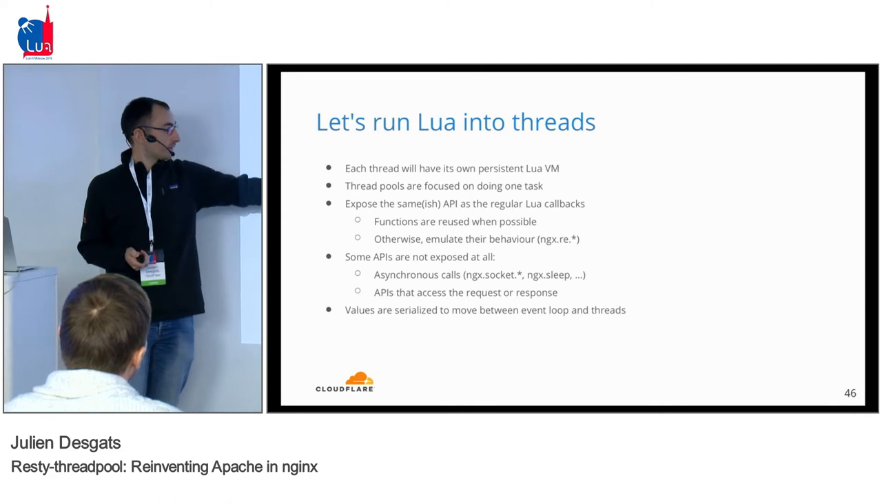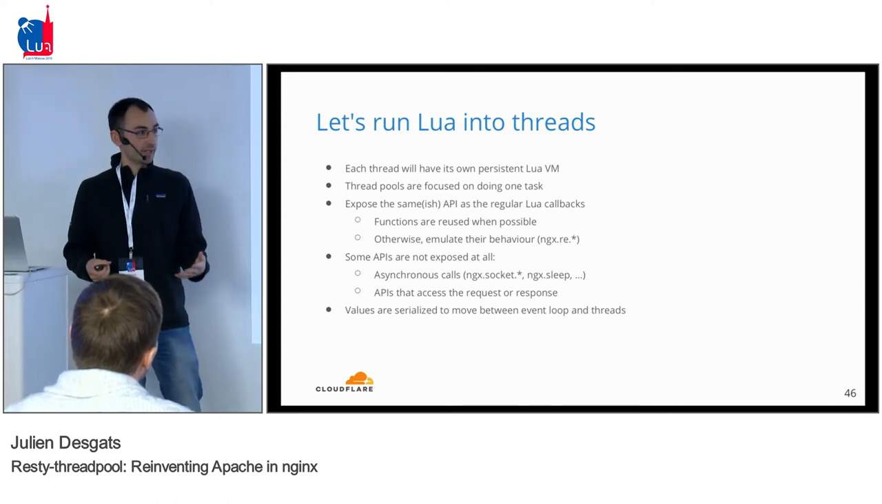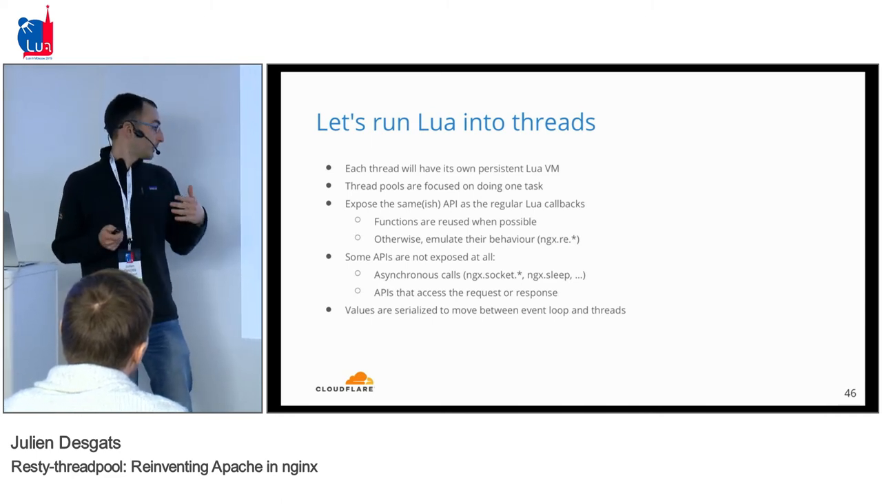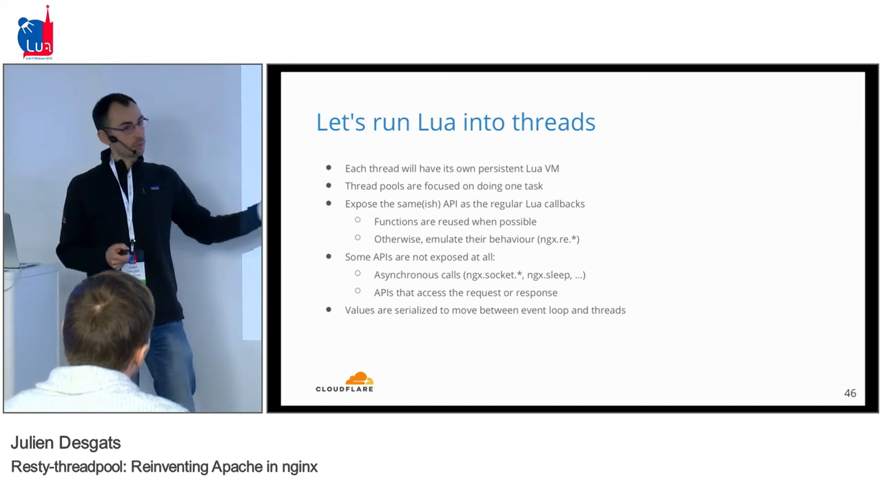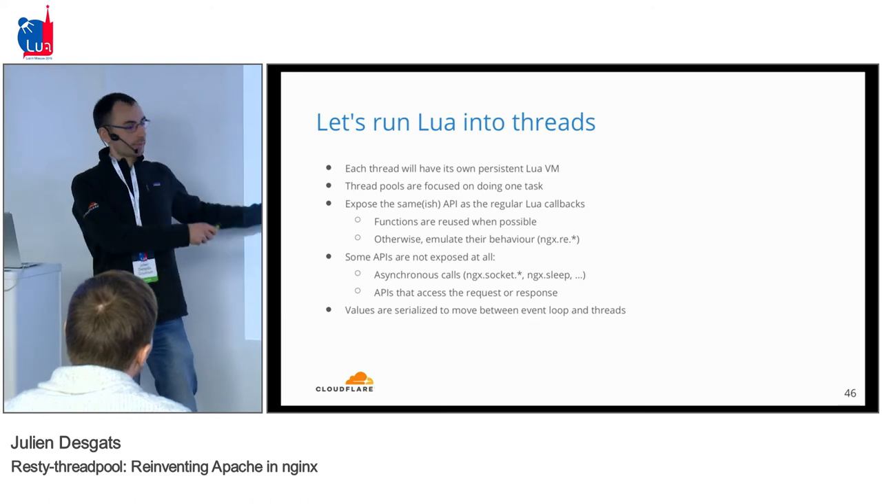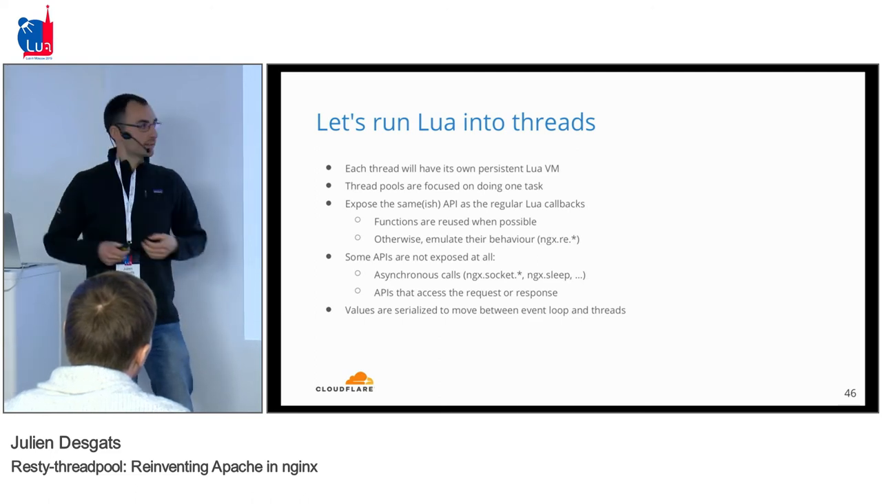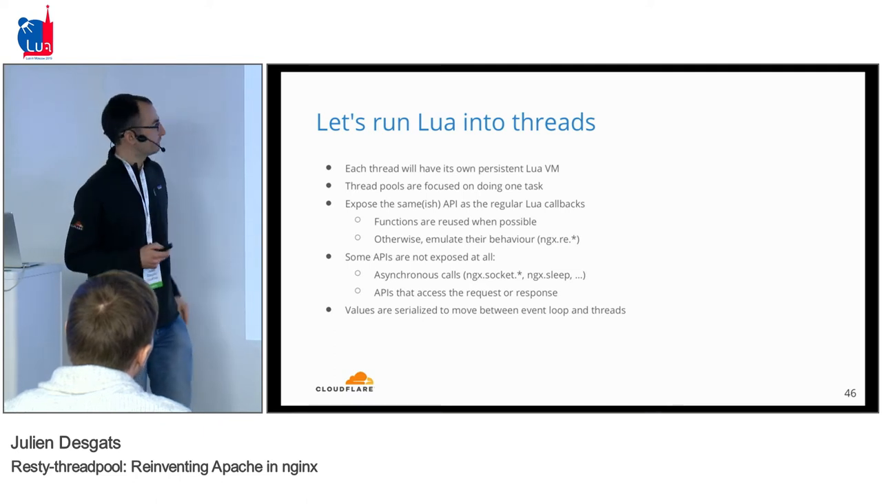But some APIs are not exposed at all because it doesn't make sense. Like all the asynchronous APIs that use the event loop are not available in a thread. And when a value is pushed from the event loop to the thread or the other way around, it's serialized and then deserialized again to have some memory safety.